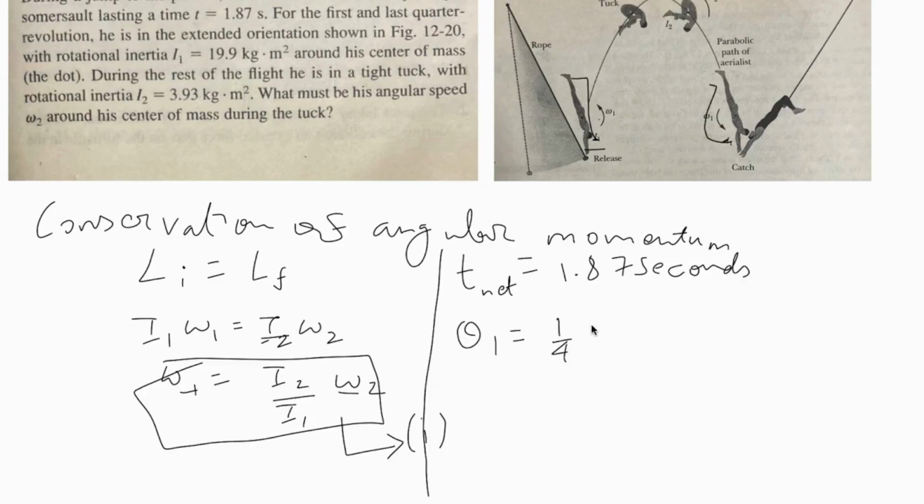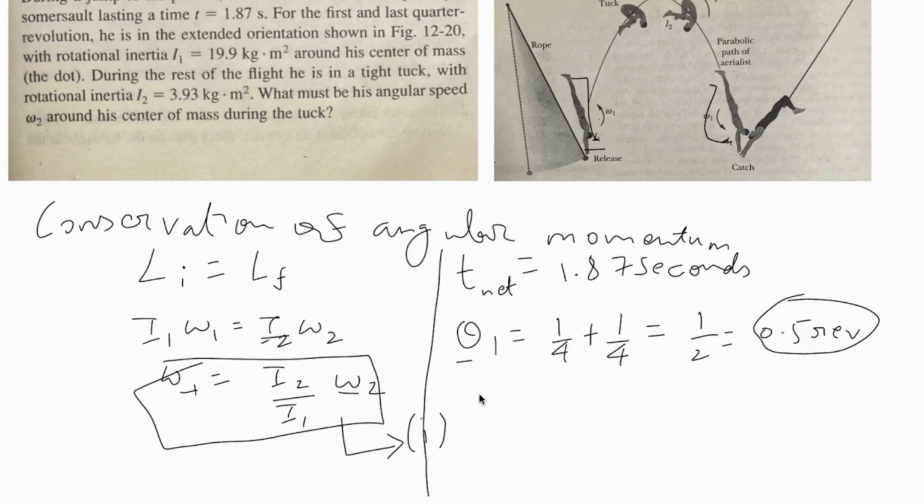1 by 4 plus 1 by 4, because these two are the first and last quarters respectively. In this time he is in the extended position, so you have to add both of them. So 1 by 4 plus 1 by 4, which is nothing but 2 by 4, and that is 0.5 revolutions. Beautiful. But why do I need this theta 1?